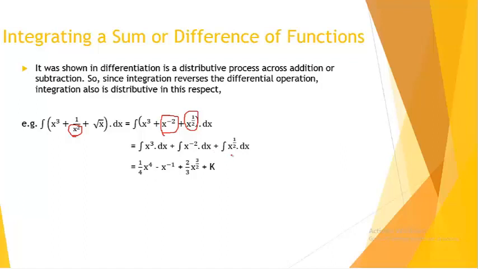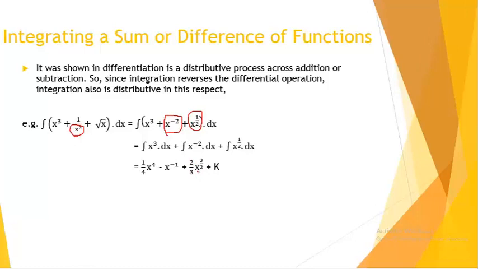Plus the integral of x to the power 1 half with respect to x would give us 2/3 x to the power 3 half plus k. So we add 1 to 1 half, which is 3 half, and we divide by 3 half, which is 1 over 3 half. So the 2 comes on top. So we get 2/3 x to the power 3 half plus k.